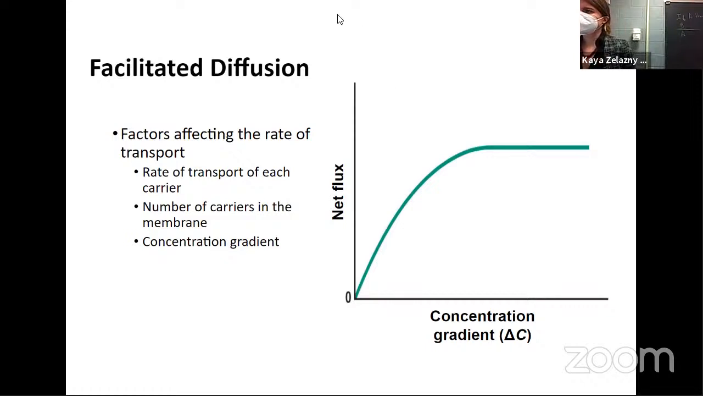So before, when we were looking at simple diffusion, I'm just going to kind of overlay the line, right? We just saw as concentration went up, our net flux went up. It was just kind of a straight line. But that was because we could just go directly across the membrane. We didn't have any intermediaries. So now, when we're looking at facilitated diffusion, we can see that this line is flattening out, right? So we see this flattening out here. So what do you think is happening to make this line flatten out? Why doesn't it just look like that simple diffusion?